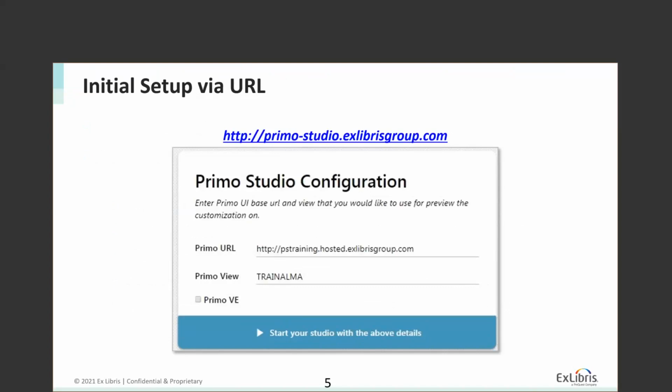There are 2 ways to get to Primo Studio. If you've already got a view created, you can access Primo Studio by going to this link here, primo-studio.exlibrisgroup.com. You'll be prompted to enter the base URL of your Primo, your view name, and then if you have Primo V, you'll want to check this box and then click into there, and that'll open up Primo Studio. However, if you're a consortium and using a central package, you check this box as well.